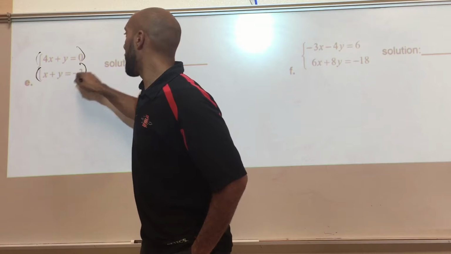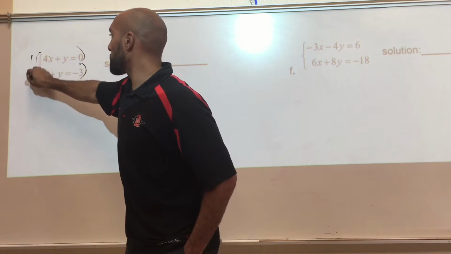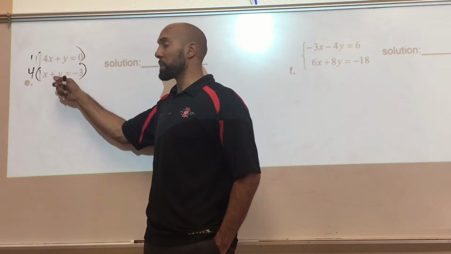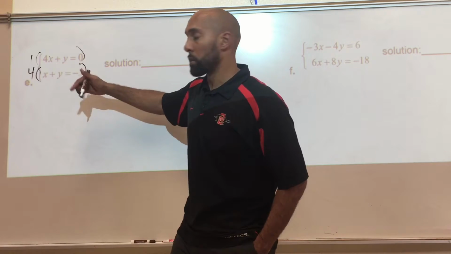So I'm going to take this number here, 1 goes up here, 4 goes down here. Okay, again, this is not like the last problem. It's not y equals or y equals. They both have x, y on the same side. So we're going to do elimination.